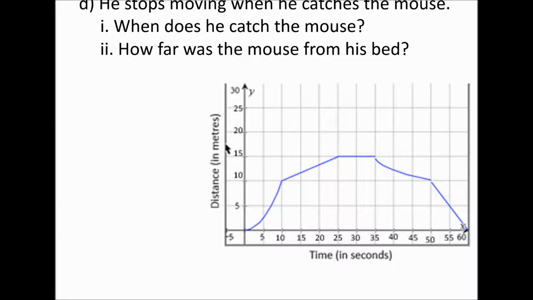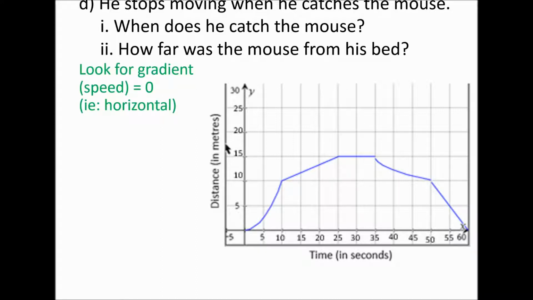Well, if he's stopped moving, that means that his speed, which is the gradient, is 0. A speed of 0 means there's no gradient, there's no change, he's not moving, the distance isn't changing. So we're looking for a horizontal line, a horizontal part of the graph, which is just there. So that's the section of the graph here that we care about.